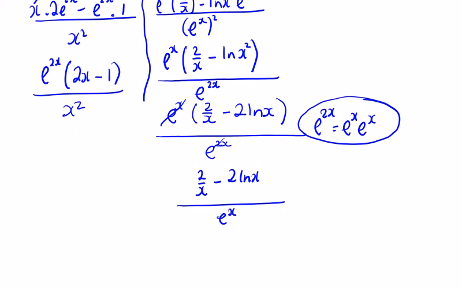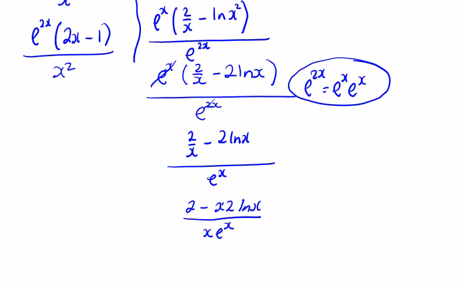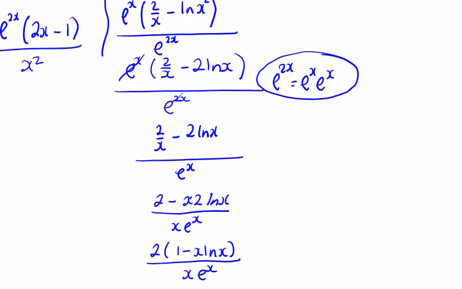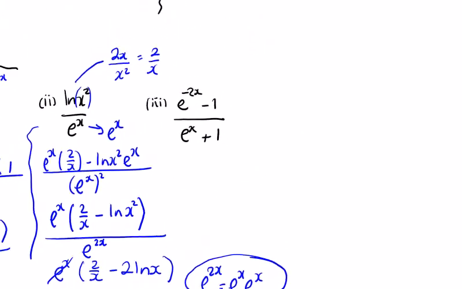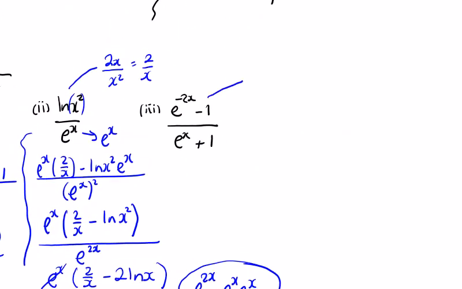And if I multiply every term by x, I'm going to get 2 minus x by twice ln x, and on the bottom I'm going to have x e to the power of x. I also have a common 2 on top now, so I could take a 2 out and write 1 minus x ln x, and on the bottom x e to the power of x. A little bit of work on that one. I don't think you can get there much quicker. Maybe you can.